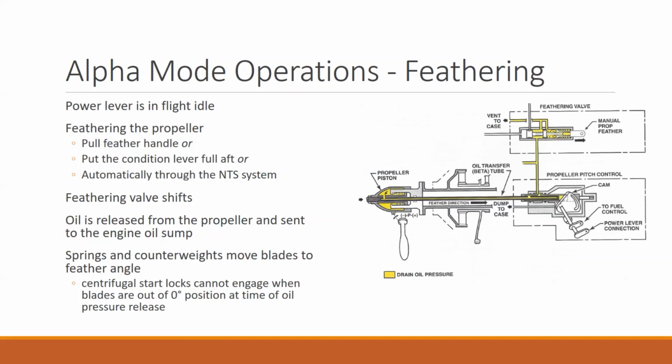And so what will happen is the prop blades will be able to get below a fine pitch position. They'll go to a higher pitch position before their RPMs slow down enough that the start locks can re-engage. And so the prop will be able to go to feather rather than being locked in the fine RPM position. So oil's released, sent back to the sump. The centrifugal locks can't engage because the blades are not in that 0 degree position by the time the RPM slows down enough that centrifugal force is no longer pulling them out.